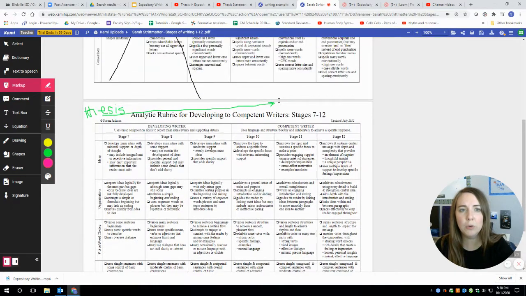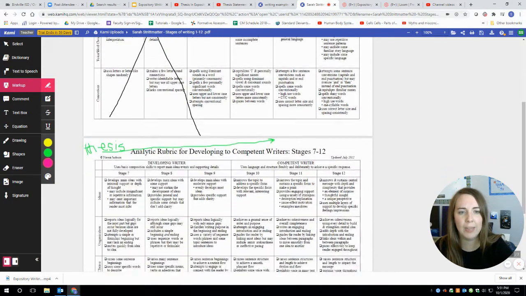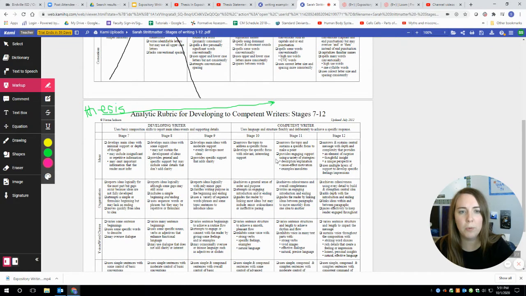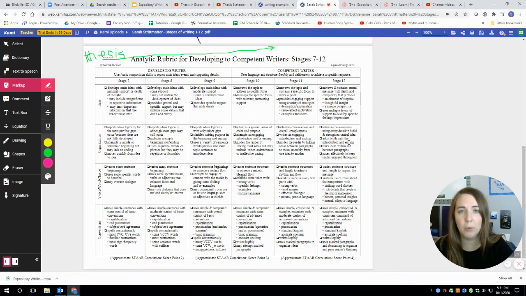The way your rubric is set up is there are 2 rows on top that have to do with what's actually in your essay. Sorry guys, the top row is always going to be about content. What's actually in your essay? How well are you supporting your ideas and explaining yourself? The next row is about organization. Do your thoughts flow? Do you have separate paragraphs? Do you have an introduction? Do you have a conclusion?